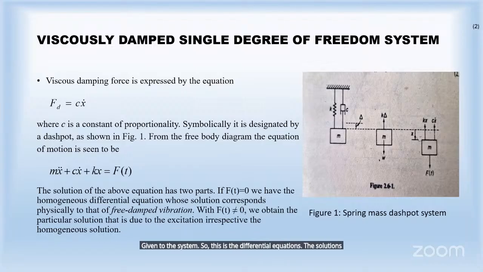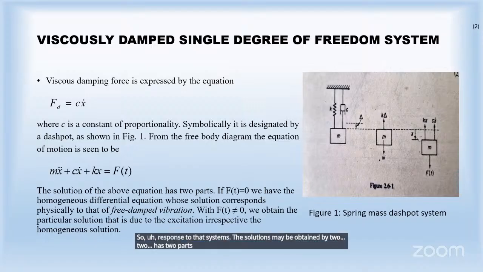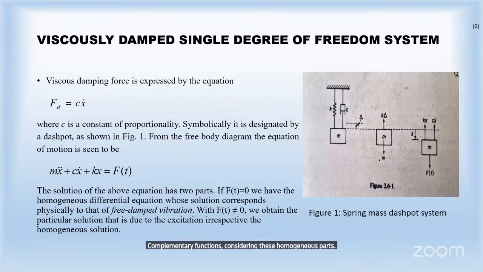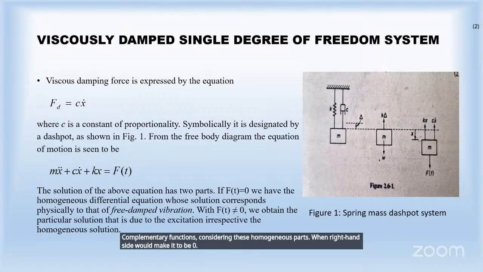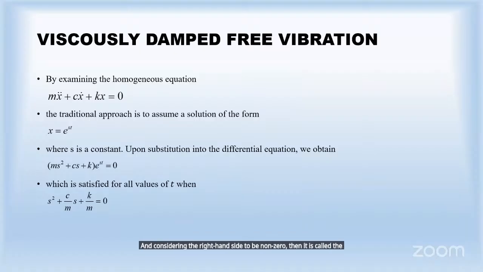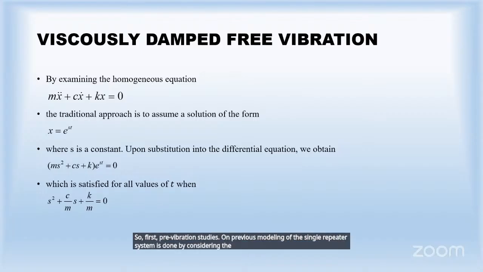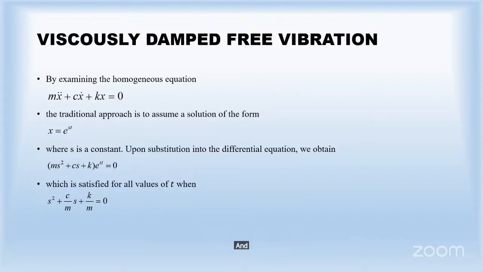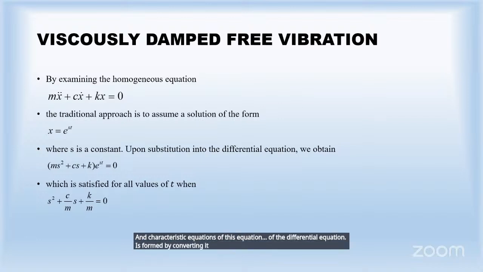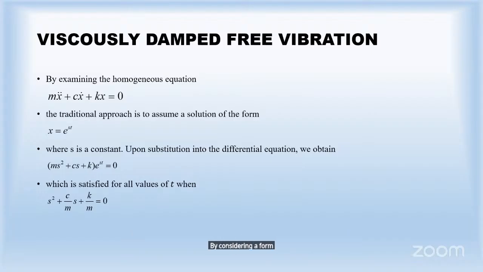The solution of the differential equation will give the response of the system. The solution has two parts, as I told: the complementary function, considering the homogeneous part when the right-hand side is made 0, and the particular integral, when the right-hand side is non-zero. First, free vibration modeling of the single degree of freedom system is done by considering the homogeneous part, m x double dot plus c x dot plus k x equals 0. The characteristic equation is formed by converting the differential equation into an algebraic equation, assuming x equals e to the power st, where s is a constant. The characteristic equation will be m s square plus c s plus k equals 0.